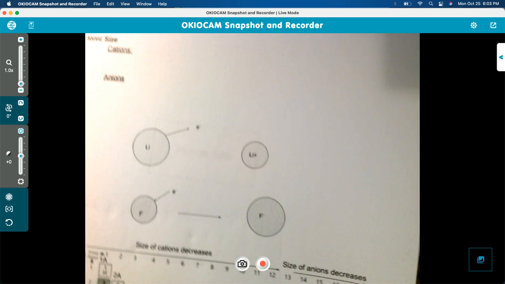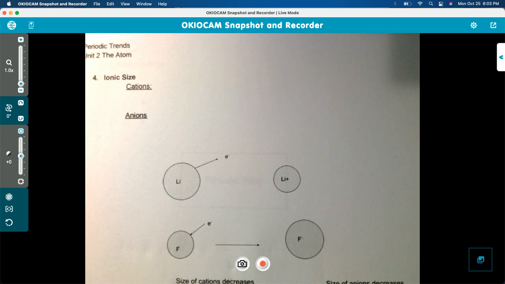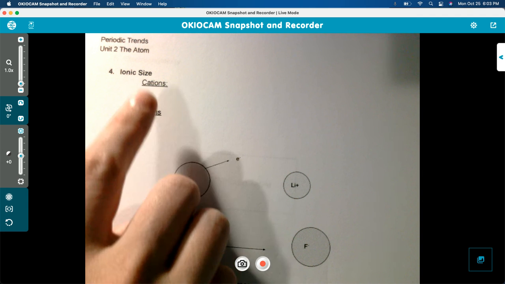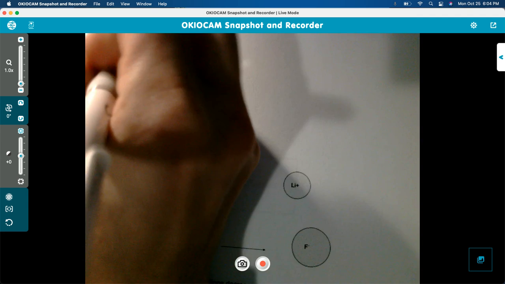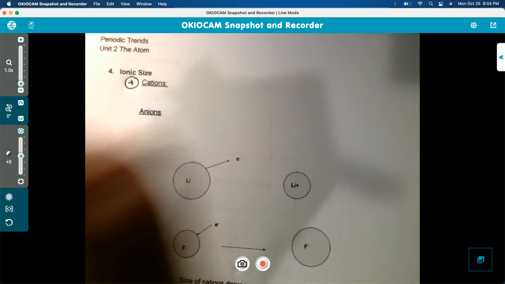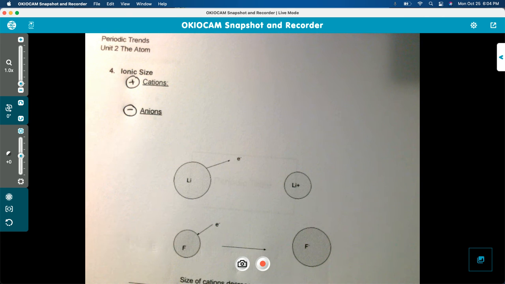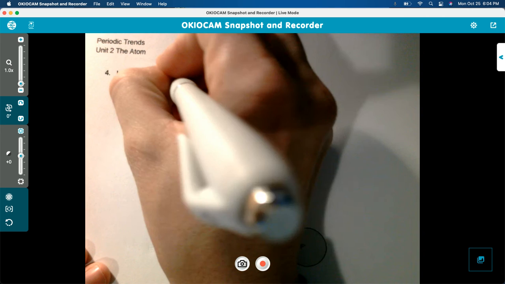Ionic size is going to differ depending on whether it's a cation or an anion. Remember, cations are our positives, so we put a little plus sign next to that. And anions are our negatives, so we can put a little negative sign next to that. Cations are going to be smaller than the atoms from which they form.